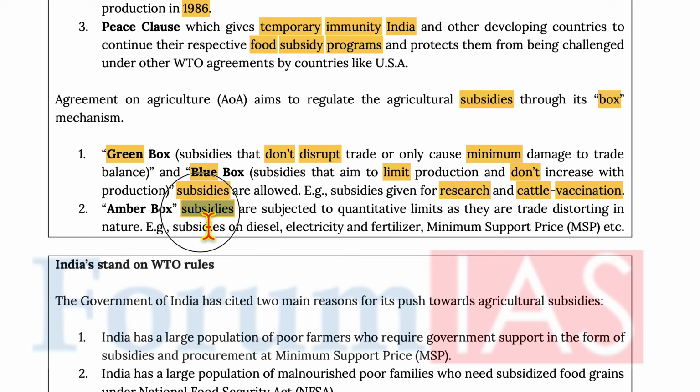Amber box subsidies are subject to quantitative limits as they are trade distorting in nature. Example subsidies on diesel, electricity, fertilizers, and MSP, etc.